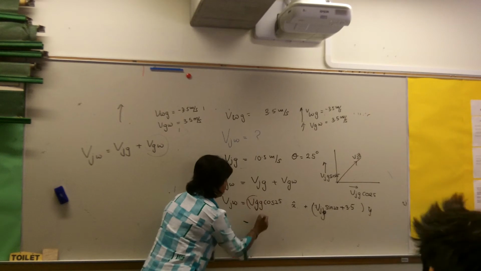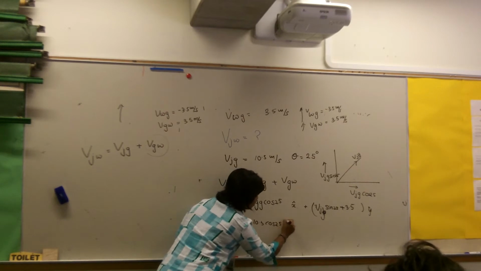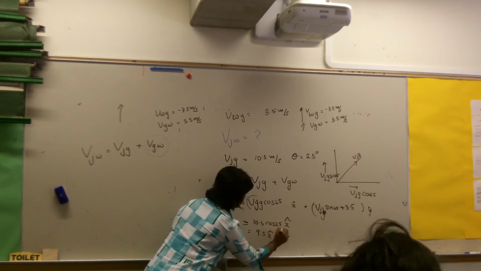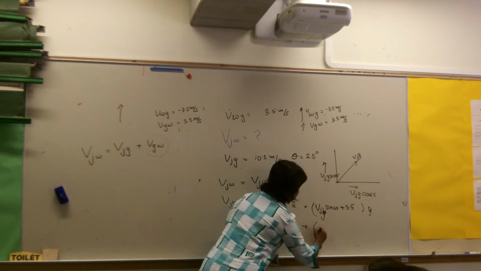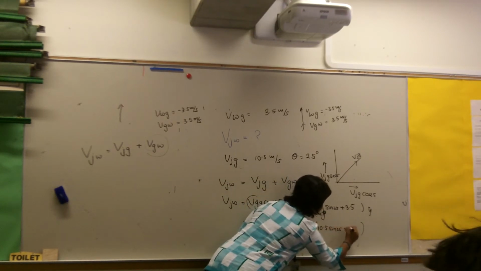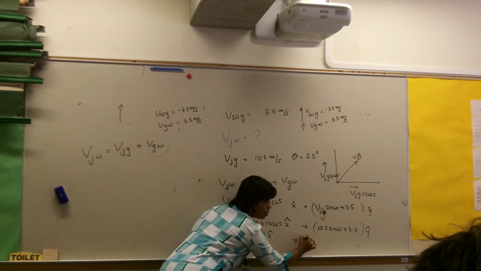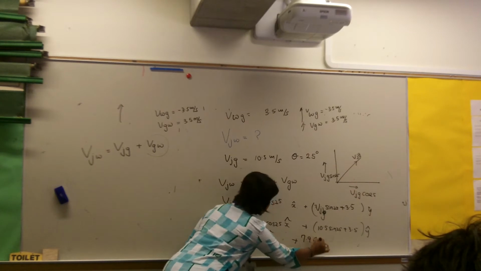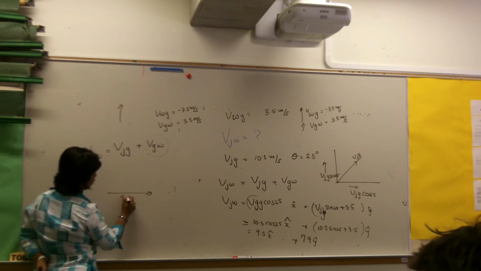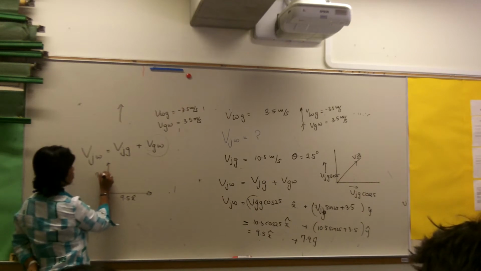So what is the value here? 10.5 cosine 25 for x. It's 9.5. So 9.5. Okay. Y direction is 10.5 sine 25 plus 3.5. 7.9. So if you look at your VJW, this is how it is. You have 9.5 x component, 7.9 y component.